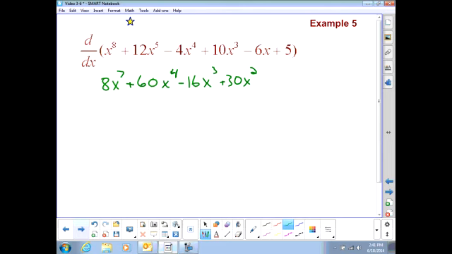The negative 6x to the 1st, 1 times negative 6 is negative 6, and this becomes x to the 0, but remember x to the 0 is just 1, so we usually don't write that. And then a constant, your derivative of a constant is 0, because if you had y equals 5, it would be a horizontal line, and the slope would always be 0. So this would be our derivative.